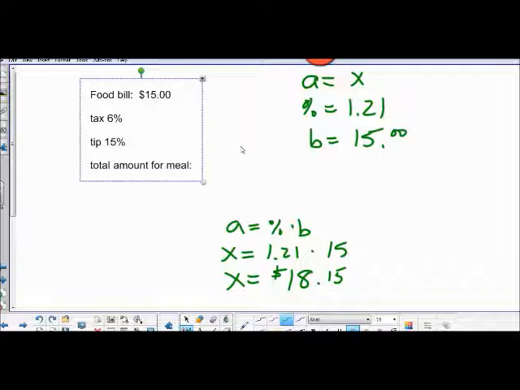In theory, the tip should be on the food bill and not on the tax. You're not tipping on what the government is adding on; you're tipping on the actual service that was rendered. But you could do it either way. The way that I'm choosing to show is the two of them added together. So both the 6% and the 15% are figured as percentages of the $15, not 15% of 106% of 15, if you understand my meaning.